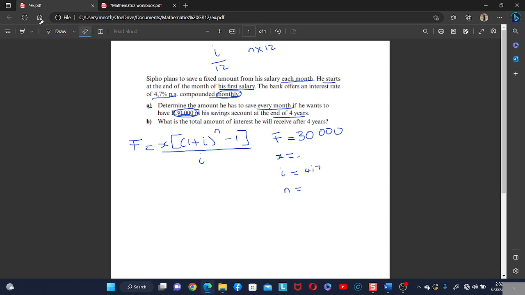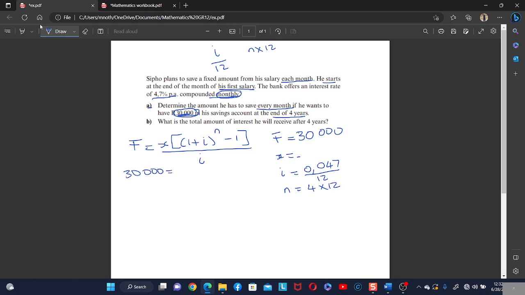But we recommend that you write the interest rate in decimal form. So 4.7% is going to be 0.047. Because the interest is compounded monthly, we have to divide by 12. Okay, and then n, the number of years. How many years? It is 4 years. Because they said compounded monthly, we need to multiply the number of years times 12.